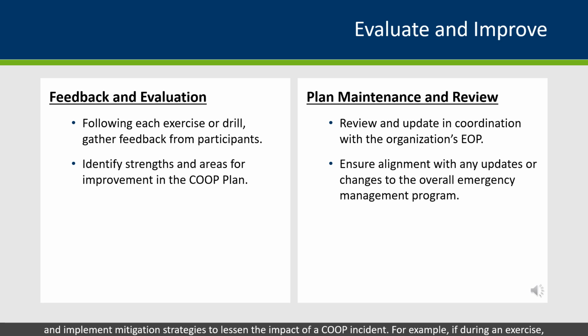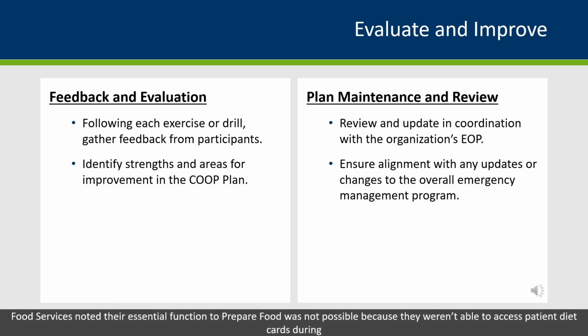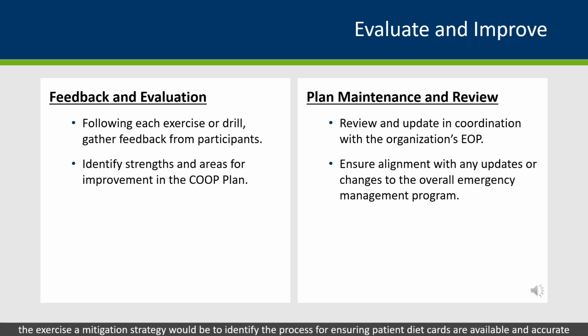For example, if during an exercise, food services noted their essential function to prepare food was not possible because they weren't able to access patient diet cards during the exercise, a mitigation strategy would be to identify the process for ensuring patient diet cards are available and accurate within an hour of a COOP plan activation. The ultimate goals of Step 3, train and exercise, and Step 4, evaluate and improve, is to ensure that knowledge is shared and gaps are addressed. So when the bad day happens and the COOP plan must be activated, the organization or facility is confident and prepared with their COOP response.